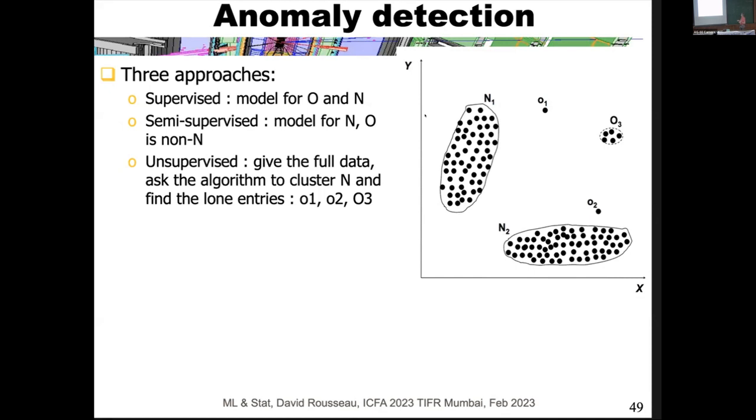This is really what I've already shown before. Semi-supervised: you have a model for the nucleus, and then you don't have a model for outliers. Outliers are defined to be outliers, so not like the bulk of the data. And unsupervised: here you don't have any model, neither for the data nor for outliers, but then you see that you're able to cluster the data in big blobs and a few other things. Okay, so there are three approaches of anomaly detection.